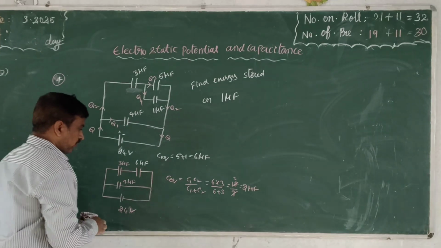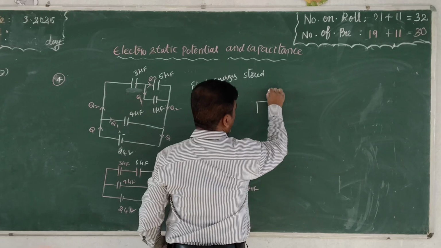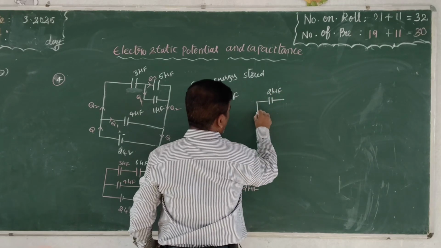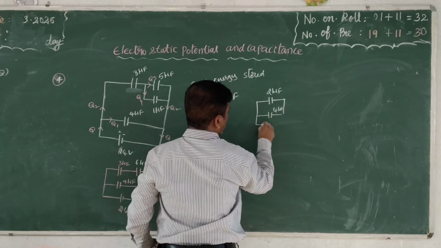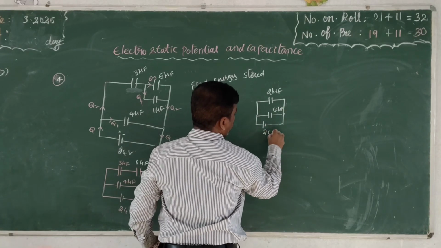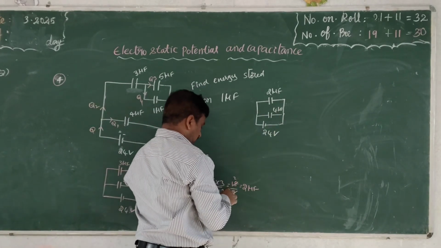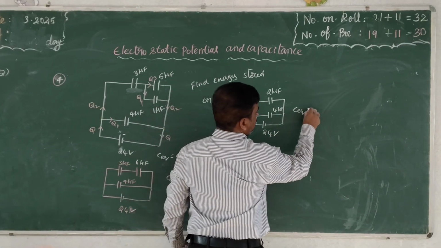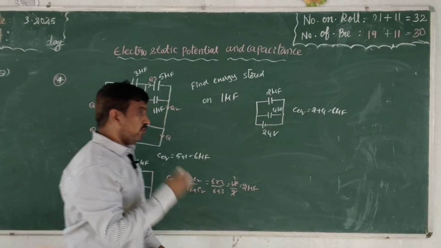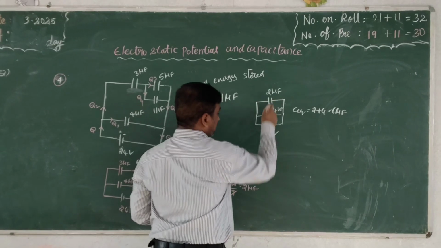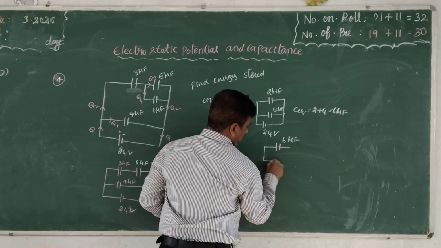I write the next circuit. See here, it is 2 microfarads, and this one is 4 microfarads. It is connected to the cell, 24 volt. These two are in parallel, so parallel means C equivalent is just added, 2 plus 4, what we get, 6 microfarads. This resultant is 6 microfarads, connected to the cell.